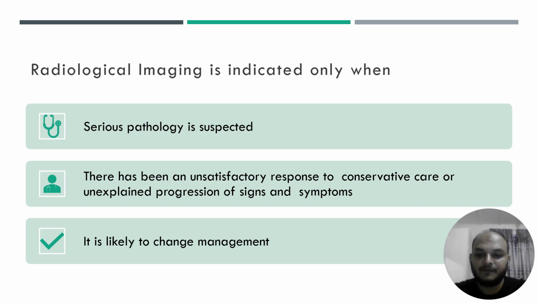For example, an ankle sprain. So you think, okay, this is a complete rupture, or there might be an associated bone issue or bone injury, and it will impact my management. So let's get an X-ray done. So these are the 3 things where we can refer for imaging and where imaging is required. Unless and until these 3 things are present, radiological imaging should be discouraged.